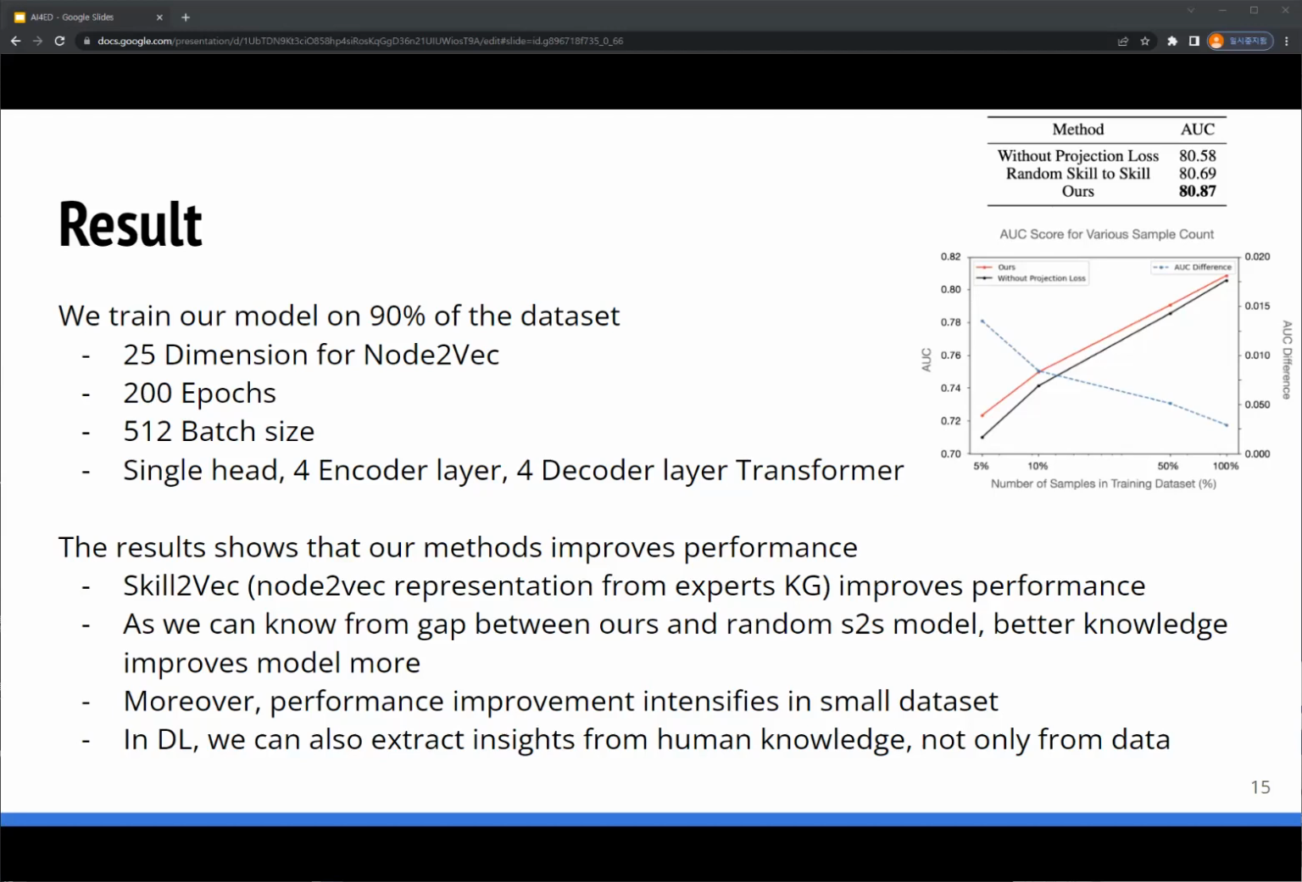Furthermore, we confirmed that our model performs better than the model that uses a random skill-to-skill relationship graph in our experiments. This also proves that we can utilize insight from human domain knowledge to predict future behavior in other sequential data or other knowledge tracing tasks. If so, our methodology is quite applicable to many tasks, not only knowledge tracing.